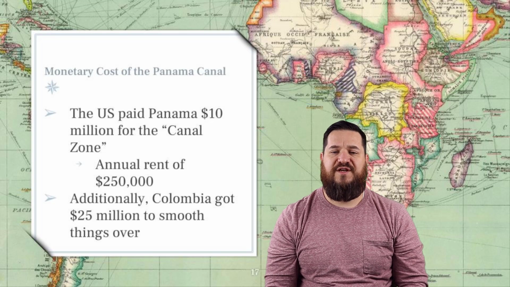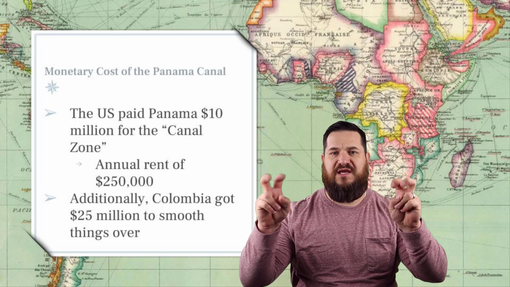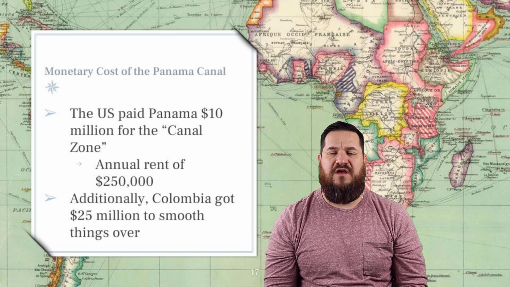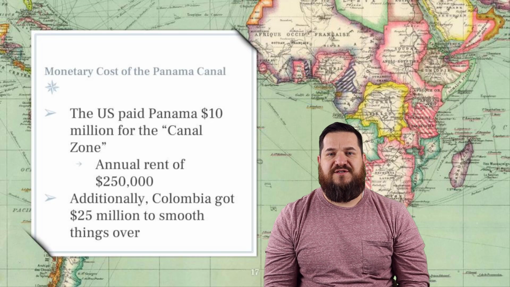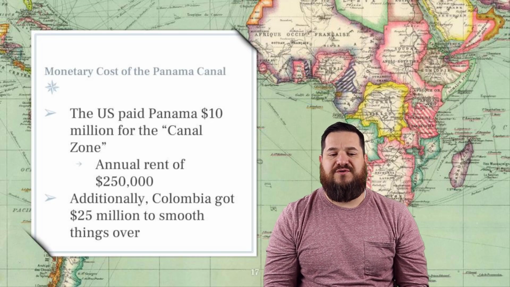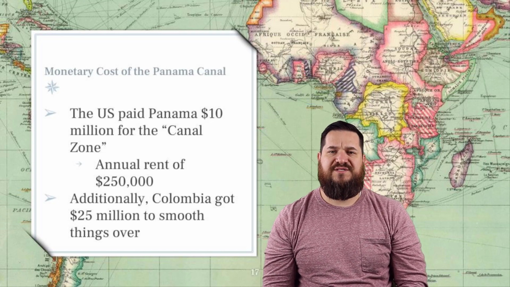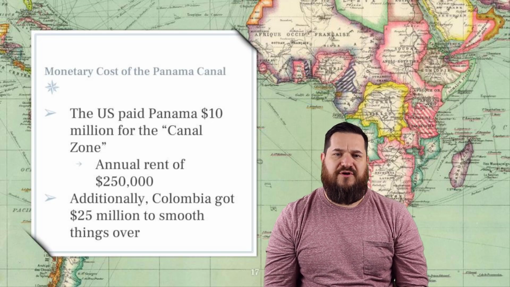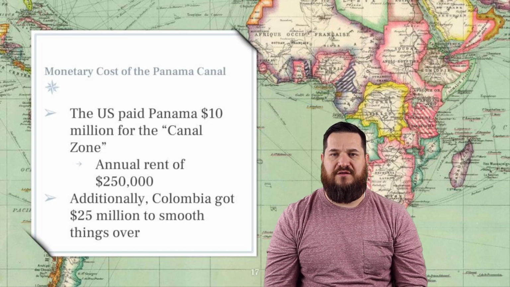After the canal was finished, we also entered into an agreement with the Panamanians that we would rent this canal zone from them for $250,000 annually for the next 100 years. That's pretty pricey, especially for the time, but remember the Panamanians also had a brand new government they had to start to establish. Additionally, we also kind of had to smooth things over with the Colombians. They were not very happy with the United States allowing part of their country to split off. That cost us an additional $25 million.